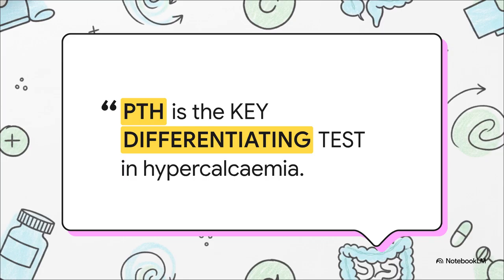If the PTH is elevated, or honestly, even if it's just inappropriately normal given how high the calcium is, you're heading down the path of primary hyperparathyroidism or maybe a specific genetic condition. But if that PTH is suppressed, you need to pivot immediately. You're now hunting for malignancies, vitamin D toxicity, or granulomatous diseases like sarcoidosis.